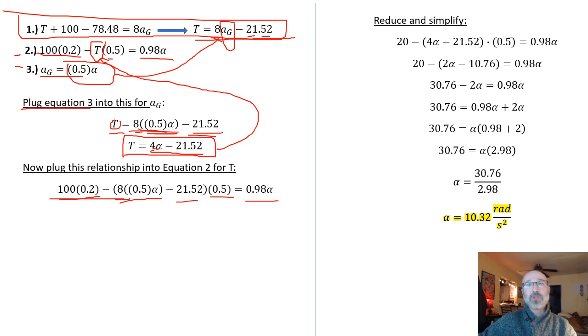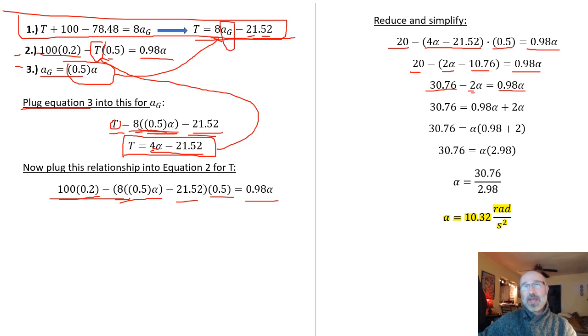So I can do out some math here. 100 times 0.2 reduces down to 20. Now this is times my 4 alpha minus my 21.52, and I plugged in for my tension force there, times my 0.5 is equal to 0.98 alpha. I can distribute this 0.5 through there, and I now have 20 minus 2 alpha minus 10.76 is equal to 0.98 alpha there. Reduce down a little bit further, 30.76 minus my 2 alpha is equal to 0.98 alpha.